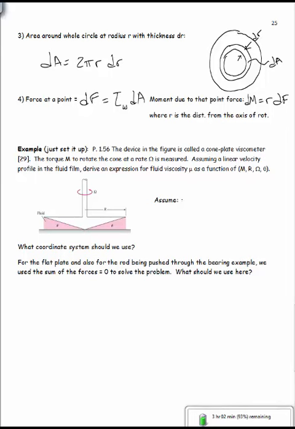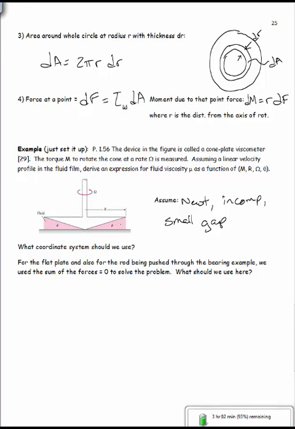So let's assume that it's a Newtonian, incompressible fluid, and let's do a small gap. So the way these are made is so that this is a short distance between here. So we can have a small gap approximation.